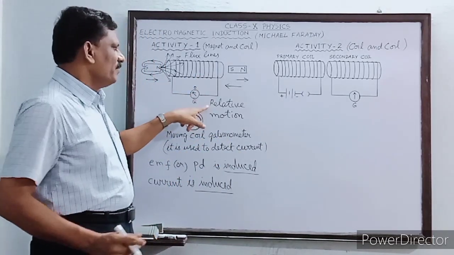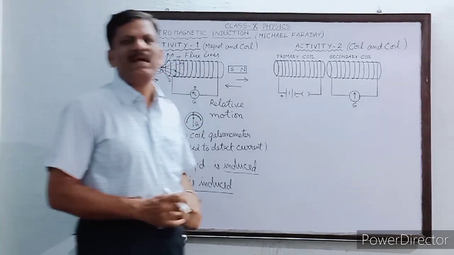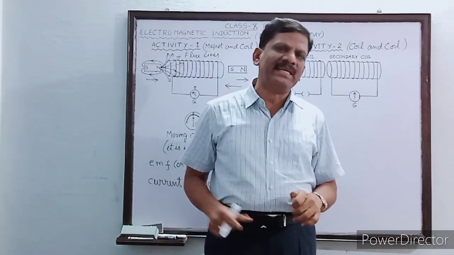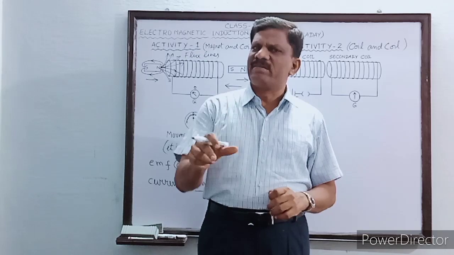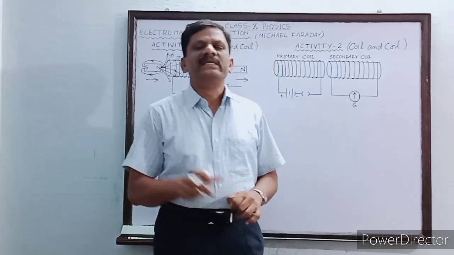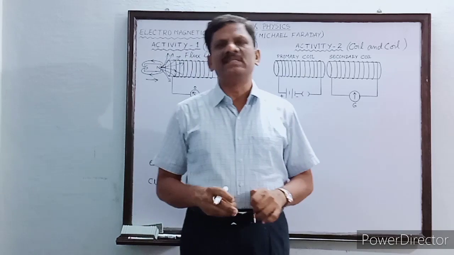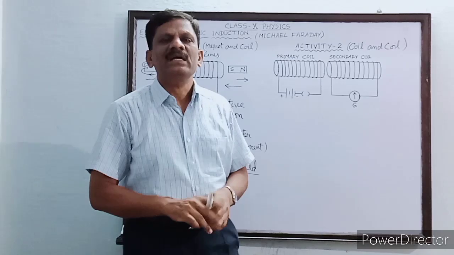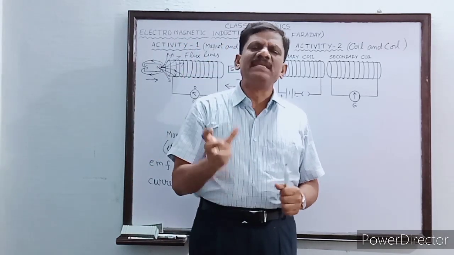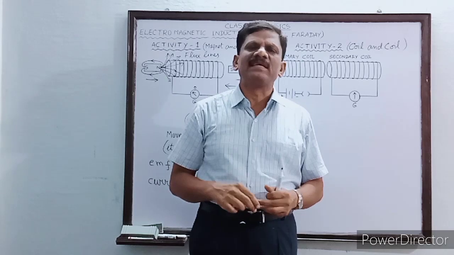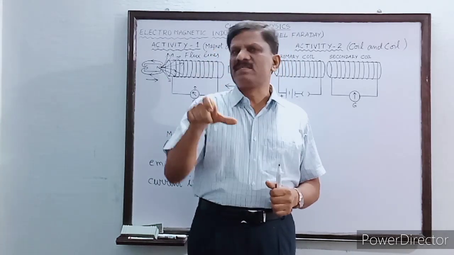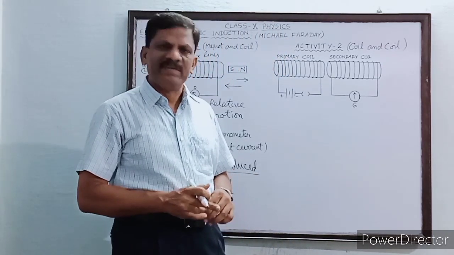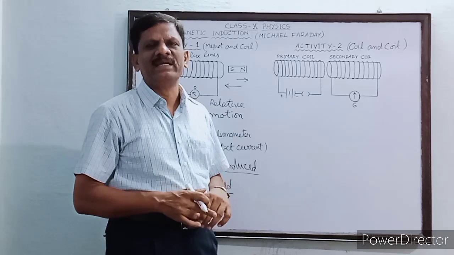So whenever there is a change in the magnetic flux, or a change in the magnetic field lines linked with the circuit, an EMF is induced and a current is also induced. This induced current flows only in the closed circuit. So this phenomenon of inducing an EMF and hence a current in a closed circuit, whenever there is a change in the magnetic field lines, is called electromagnetic induction.